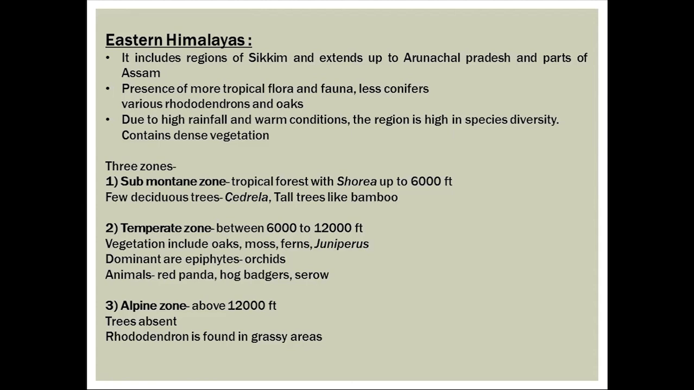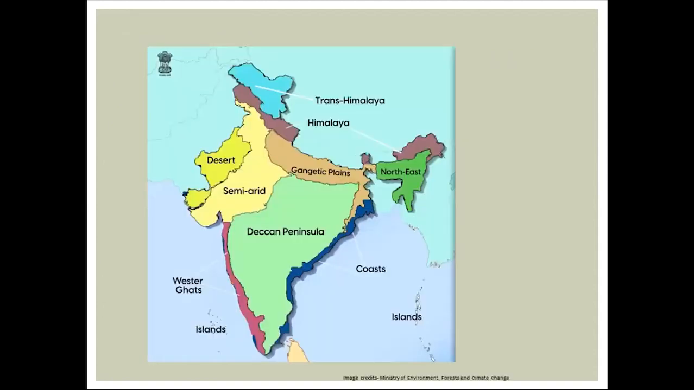Then the third is the alpine zone. In the alpine zone, the trees are absent because the height is much greater from the sea level. It is 12,000 feet. So usually it is grasses which are present in this region and rhododendron. This tree you might have seen is a tree with vibrant pink flowers. So it is found in this region.